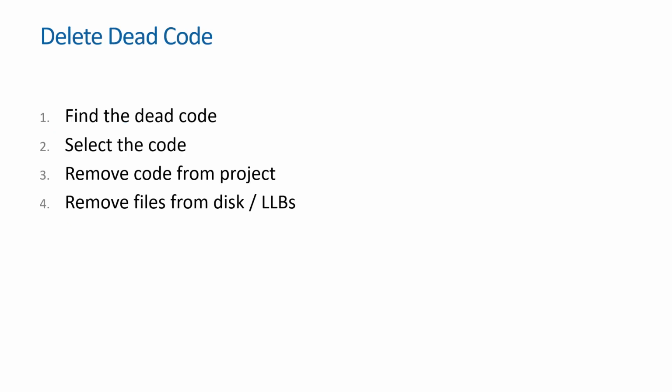There are 4 steps for removing dead code. 1. Find the dead code. 2. Select the dead code. 3. Remove the items from the project. And 4. Delete the files from the disk, possibly from LLBs. If you don't do step number 4, you are turning dead code into orphan code.